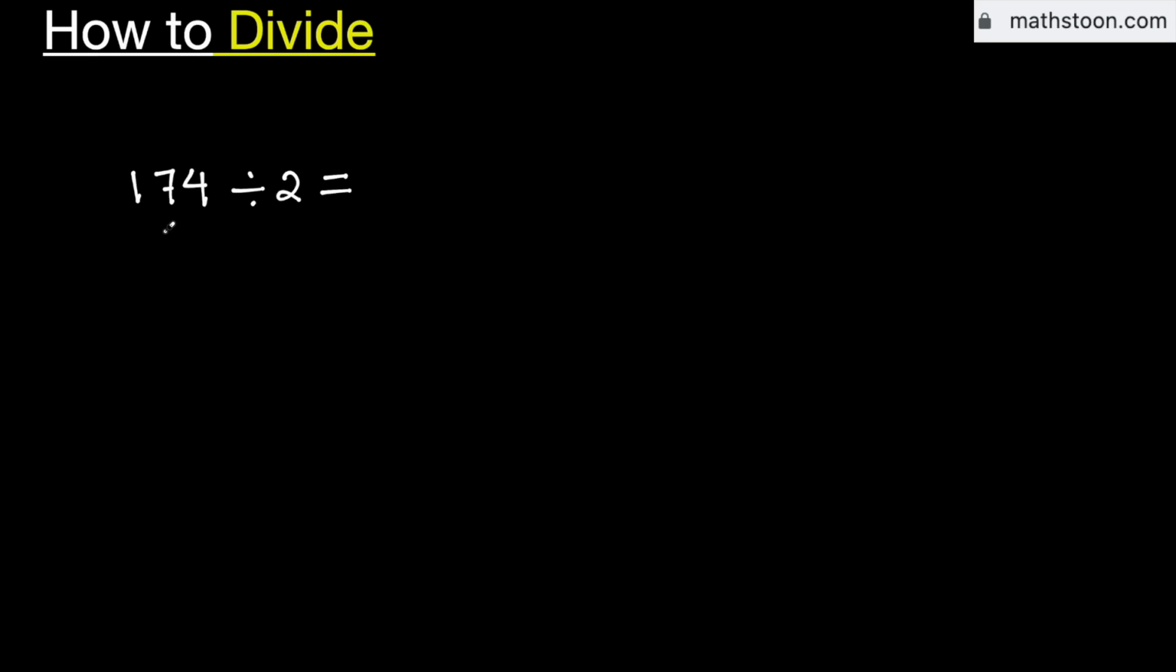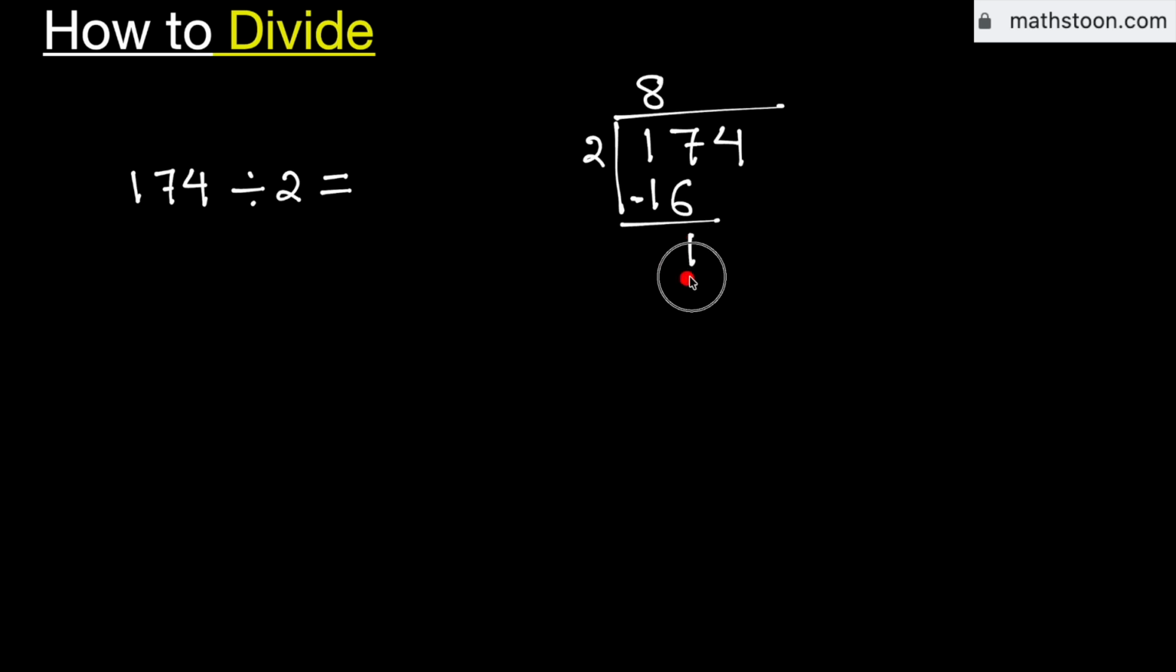Let's learn how do we find 174 divided by 2 using the long division method. See that 1 is less than 2, so let's consider the number 17. We know that 2 times 8 is equal to 16. Subtract, we get 1. Now this 1 is less than 2. That is why we need to bring down this adjacent 4 here.